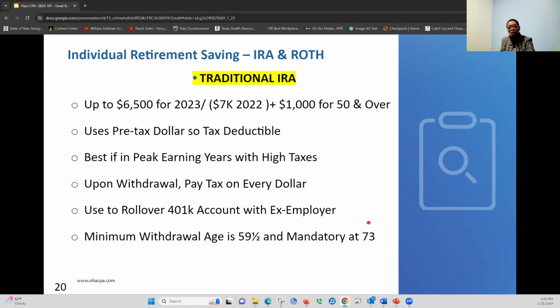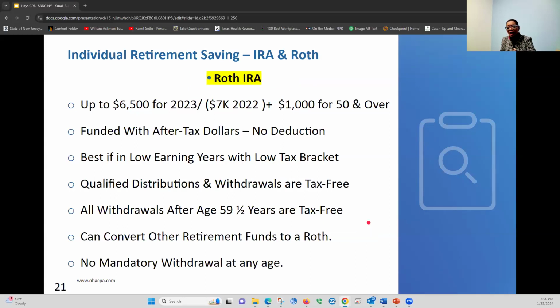The regular one that most people do is a traditional IRA. That's where you can deduct and contribute up to $6,500. A Roth IRA is really good for folks who are in a low income tax bracket, because what that means is that you pay tax now, and then your money is going to grow tax-free. The limits are there on the screen: $6,500, or more if you're over 50.